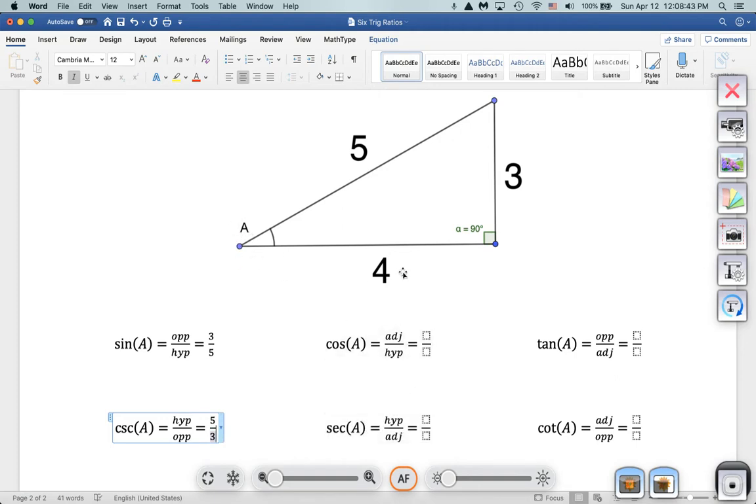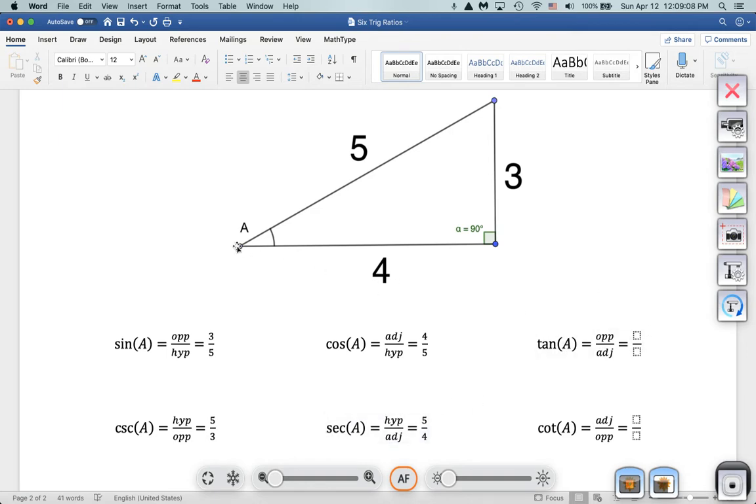Cosine is the adjacent over the hypotenuse. So I come here and I do the adjacent side is 4. The hypotenuse is 5. The secant is just the reciprocal of that. It's the hypotenuse over the adjacent. So I take and I do the 5 over the 4. And again, look at that. If you just look, these two fractions are flipped upside down.